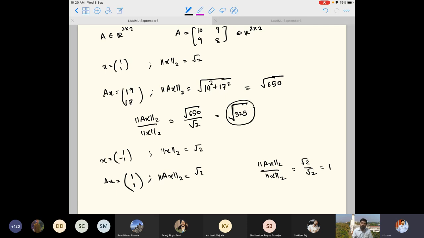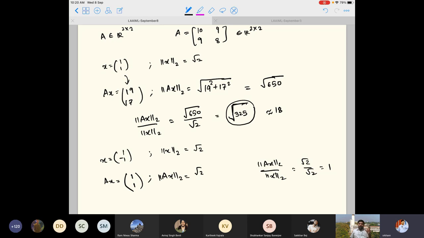So the square root of 325 is almost 18 point something, right? So this is roughly 18. What this is saying is that the length is increased 18 times for this vector. If you take X equal to (1, 1), then the length is increased 18 times. But you can see that trivially from here, no? X, AX. You see AX is almost 18 times bigger than X. So the length of AX is almost 18 times bigger than the length of X.